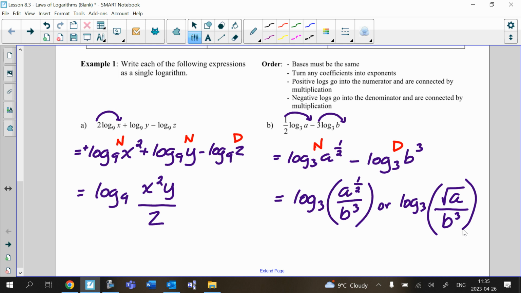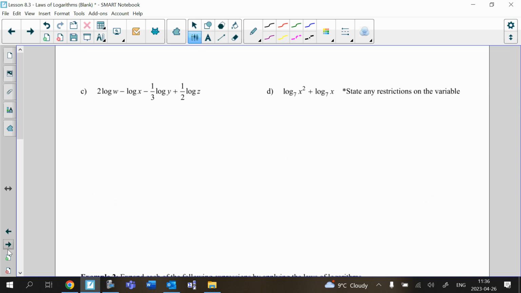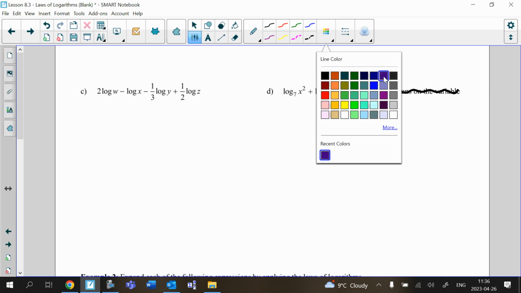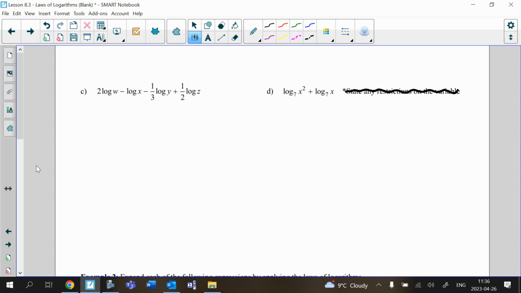So remember, get rid of the coefficients in front and then combine into a single log. So this one here. Don't worry about the state restrictions yet. I'm not going to cover that just yet. We'll do that when we do equations. So any coefficients I see in front, I want to pull as an exponent. That's the first thing I want to do. So I get log w squared.